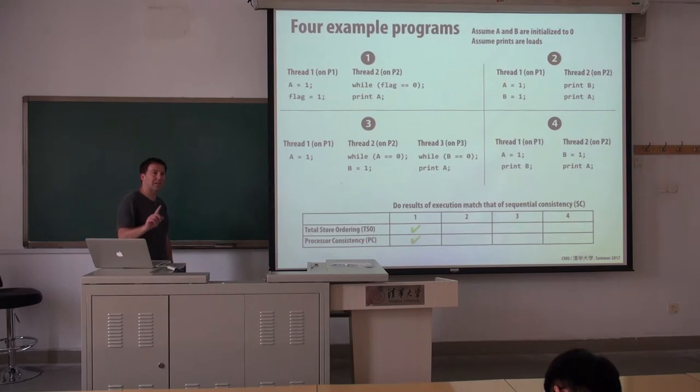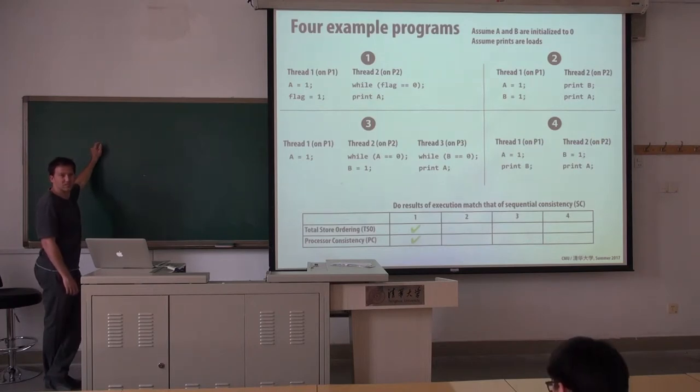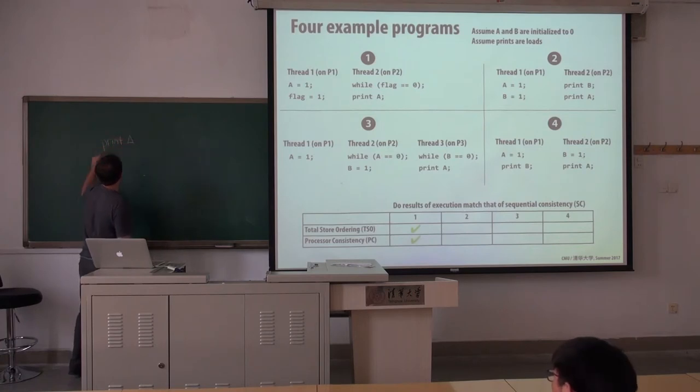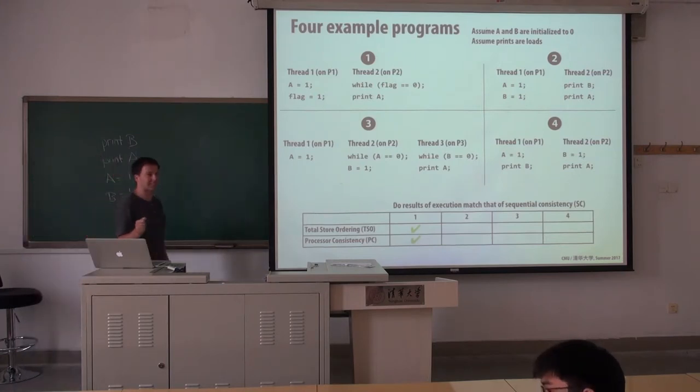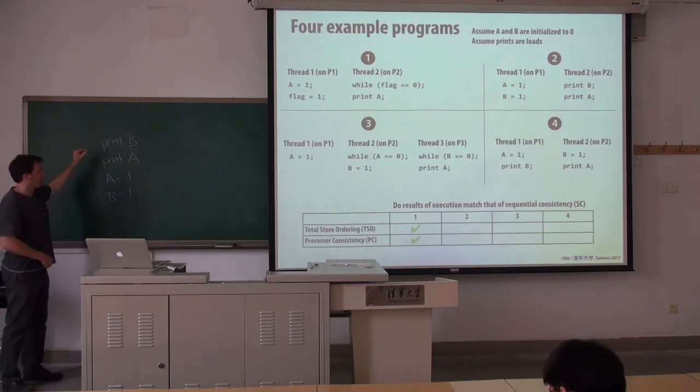So can someone tell me one valid output of the sequentially consistent version of the program? There are 3 possible answers. Can the program print 0, 0? What is an order of operations that allows that? It could be print A, then print B, and then A equals 1, B equals 1. Remember, sequentially consistent is like a memory system going, I will handle you, and then you, and then you. Here the memory system says, I will handle load B, then I'll handle load A, then I'll handle store A, then I'll handle store B. So this prints 0, 0.